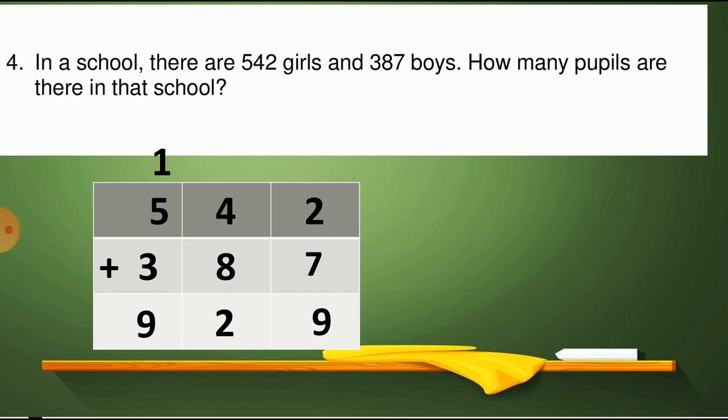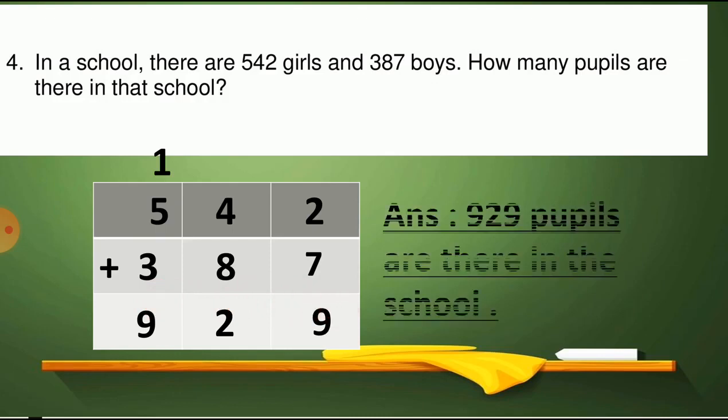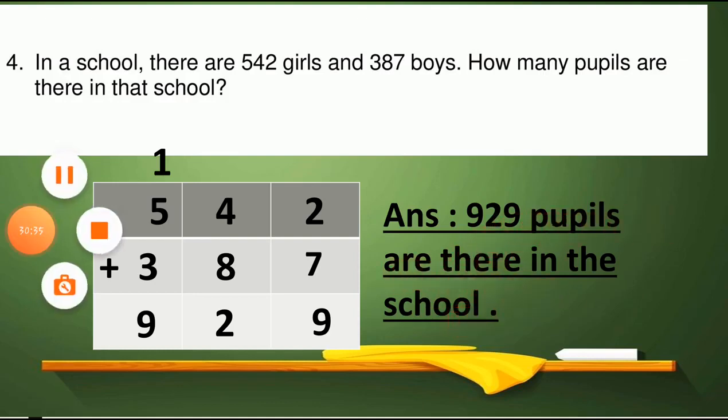So how many pupils are there in that school? So there are 929 pupils in the school. You can write down the answer this way. 929 pupils are there in the school. So this way you can complete this.